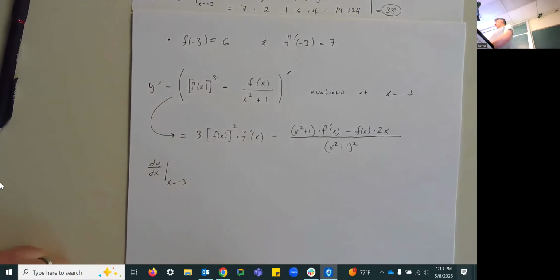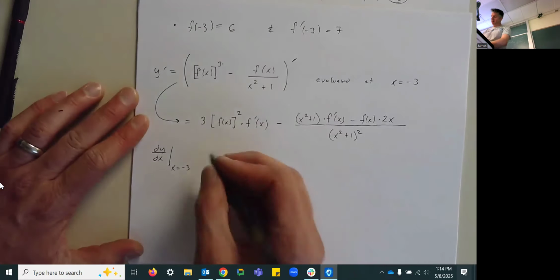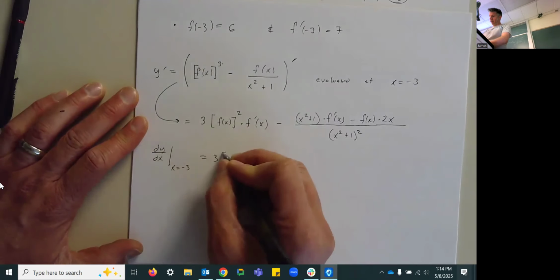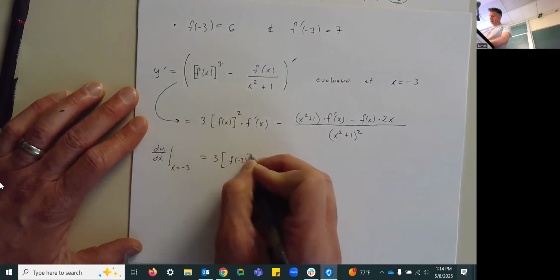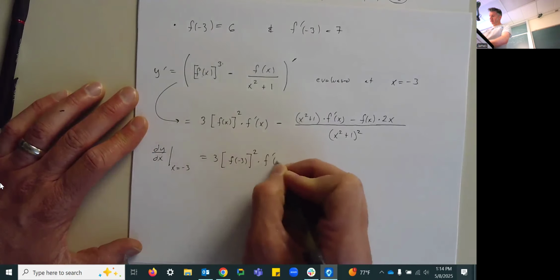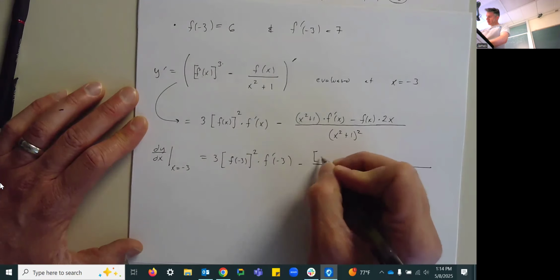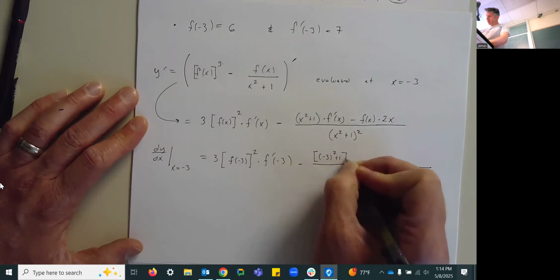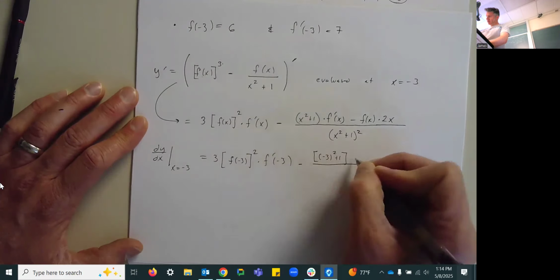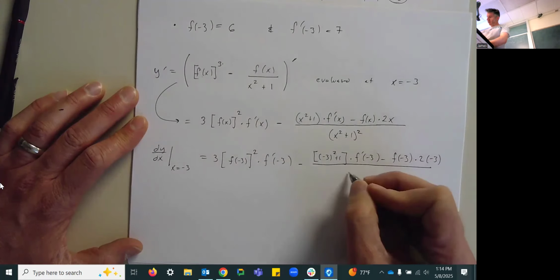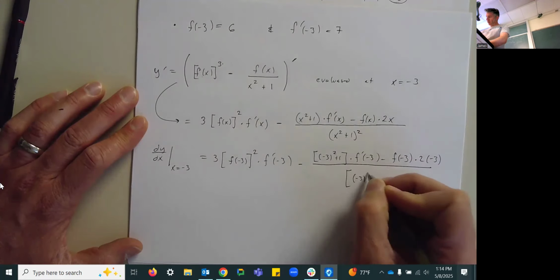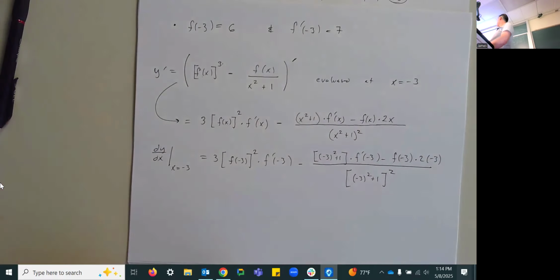So the downside to doing it the way I'm doing it is a lot more writing. You probably could have just plugged the -3 here and had to write less. Oh well, sometimes you write more. We're going to get 3 times f of -3 squared times f prime of -3 minus -3 squared plus 1 times f prime of -3 minus f of -3 times 2 times -3 over -3 squared plus 1 squared. And now the rest is plugging things in and simplifying.